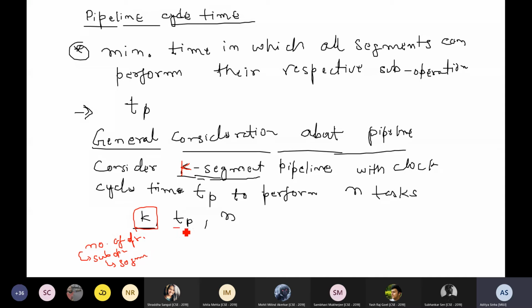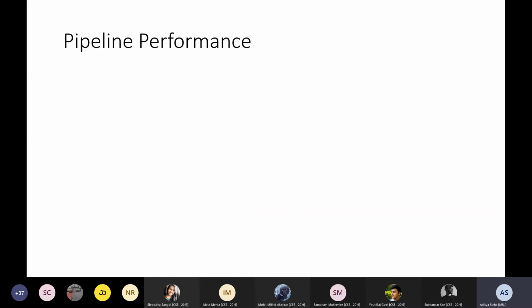Then you have the TP amount of time which is required by each of the segment to perform their operation, and then you have n number of data to be performed. Like in the previous example, n की value 5 थी, k की value 3 थी, tp की value was not given to you. It may be given in some part of a numerical, but this depends on architecture and the requirement to requirement.